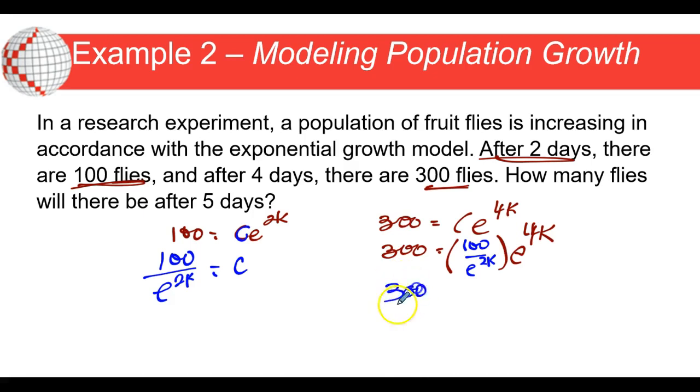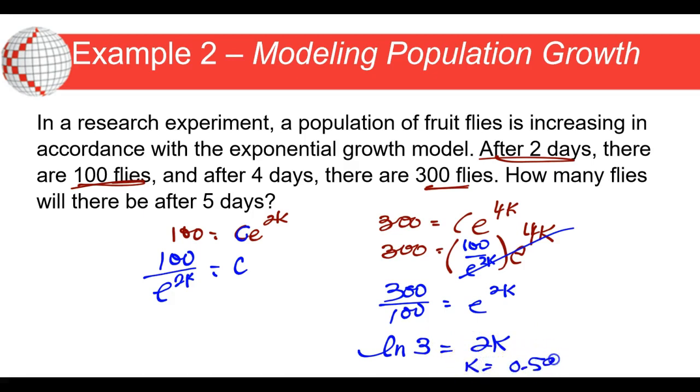Let's divide both sides by 100, cancel, and rewrite the base and subtract the exponents to get e^(2k), and then natural log both sides. The natural log of 3 is equal to 2k, and then k is equal to 0.5493. The last step is to answer the question, how many after 5 days?